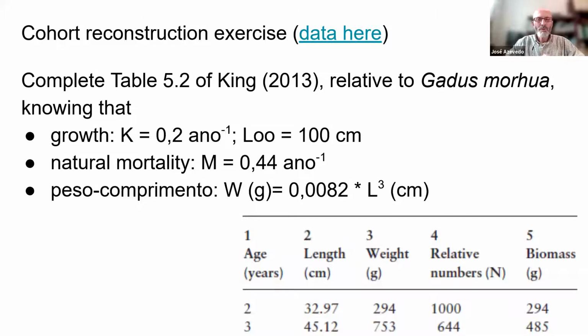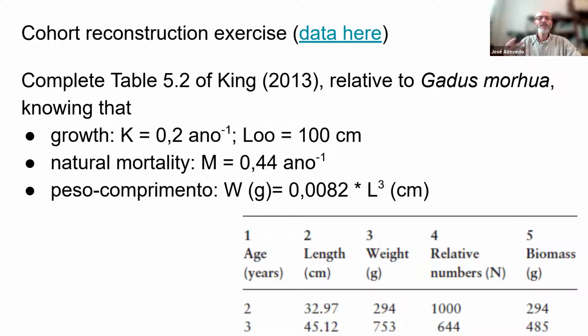So what we're going to do now is an exercise, and if you download the presentation, you can get the data. You'll have a link to get the data for this exercise. This exercise is based on table 5.2 of King, one of the reference texts that we're using. The proposal here is to do a small exercise of reconstructing a cohort and follow this cohort in terms of biomass and numbers through time, using very basic functions of growth.